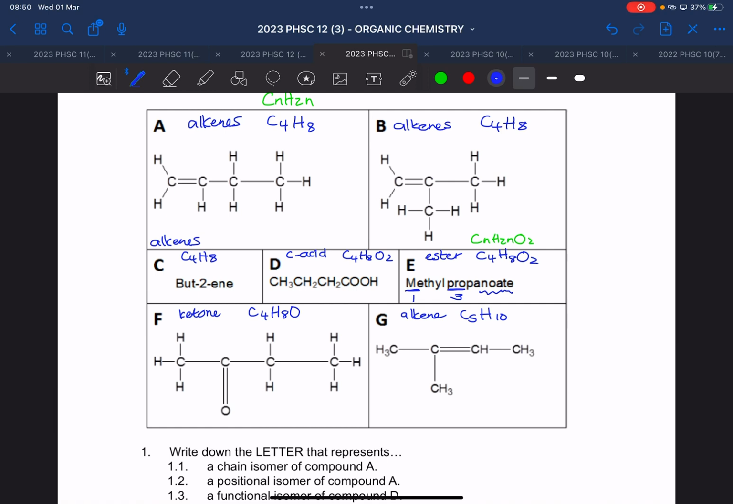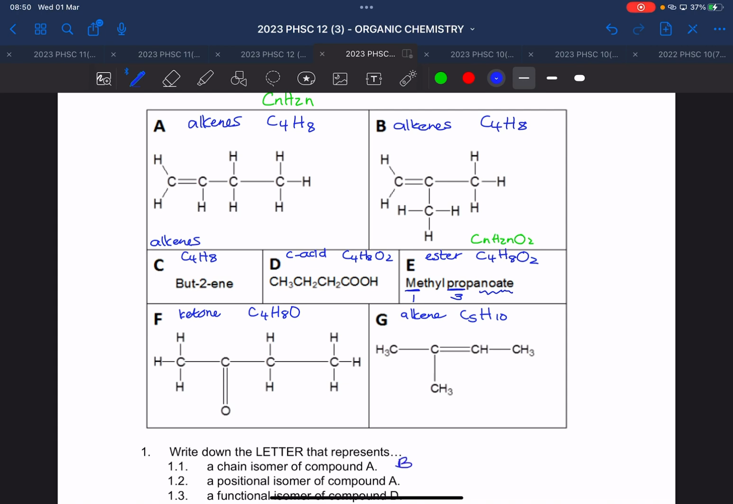Okay, now, they ask, write down the letter that represents a chain isomer of compound A, Bokkie. Compound B. Okay, because what is a chain isomer? It's just the length of the parent chain must differ. So here you can see the place where the double bond is exactly the same, and it should be. It's just this one is 4 carbons and this one is 3 carbons. Okay, so that will be B.